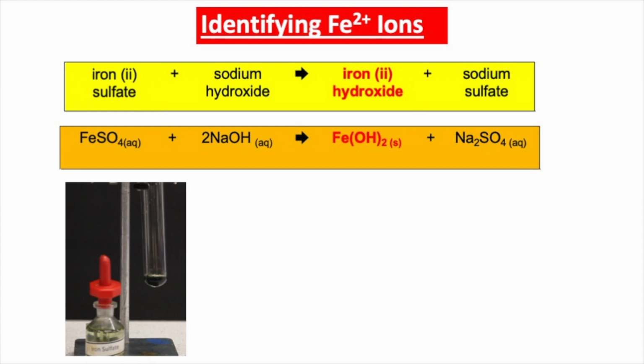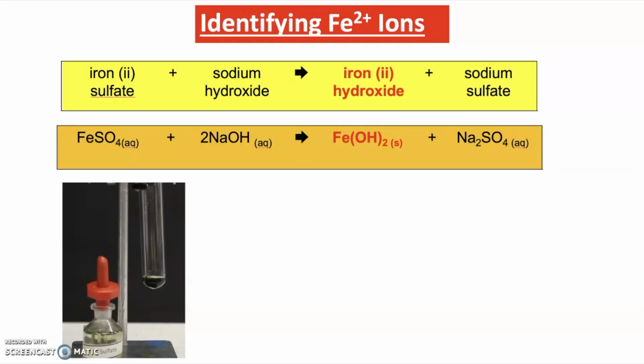This slide shows a word and chemical equation to describe the reaction that's taken place. Iron(II) sulfate reacts with sodium hydroxide to form the dirty green precipitate, which is iron(II) hydroxide, and sodium sulfate. And the chemical equation is FeSO4 + 2NaOH forms Fe(OH)2 + Na2SO4. Now the state symbols here are aq for both reactants, s for the precipitate, which is iron(II) hydroxide, and aq for the other product, sodium sulfate.